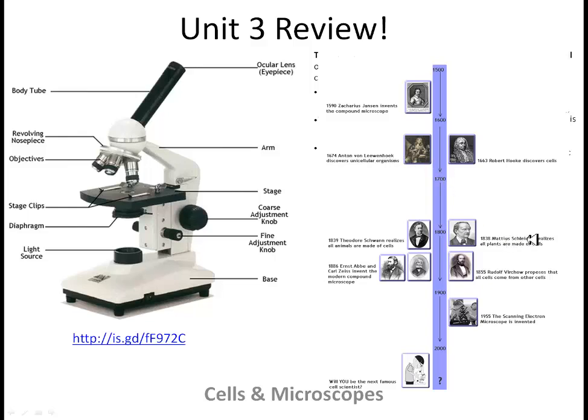Then we come over here with Schleiden. Schleiden realizes that all plants are made of cells. A year later, Schwann says that all animals are made of cells. A few years later, Virchow actually says that all cells come from other cells. And then we have the compound microscope, and then we have the electron microscope, and then we actually have down here, and it says, will you be the next famous cell scientist somewhere in the future?